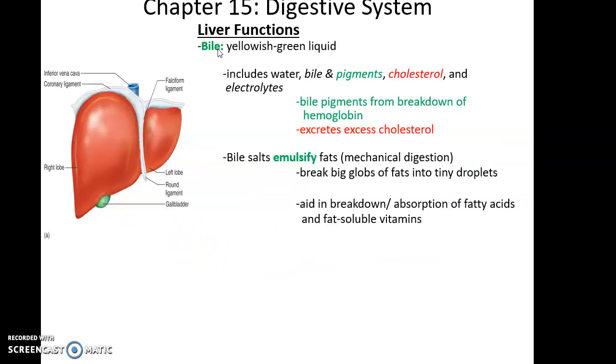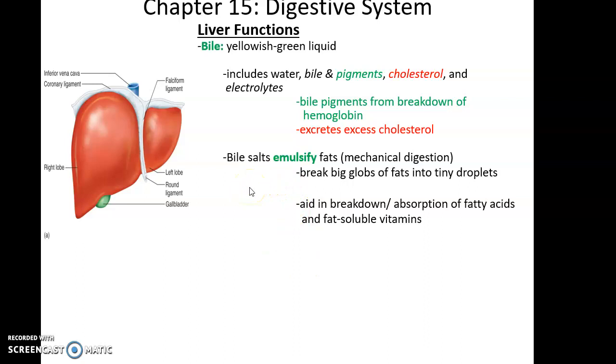And bile is important. Bile is a yellowish-green liquid, and it includes water, some pigments, cholesterol, and electrolytes. The bile pigments come from the breakdown of hemoglobin. So bile pigments are left over from recycling hemoglobin. And also, bile excretes excess cholesterol. So if there is too much cholesterol, some of it gets released in bile.